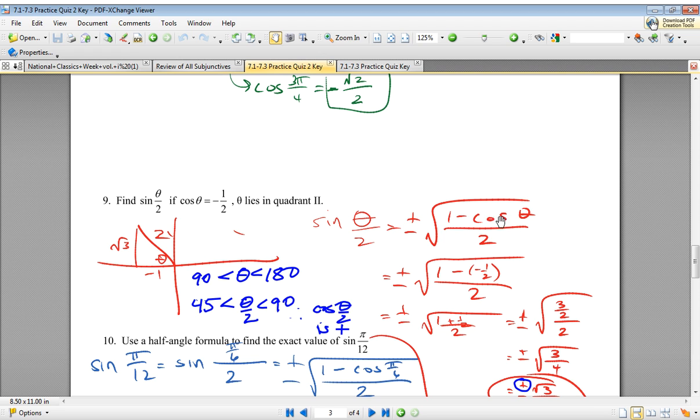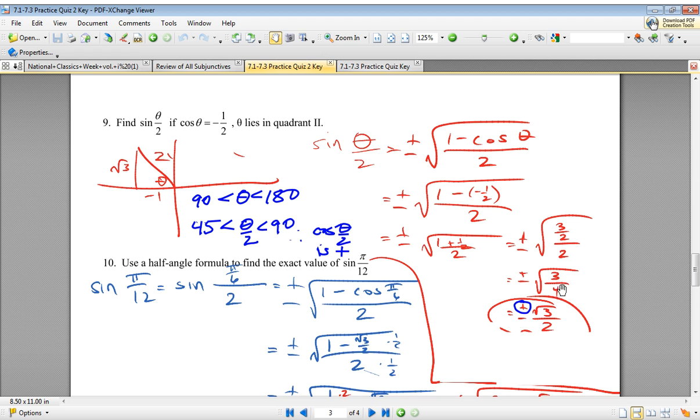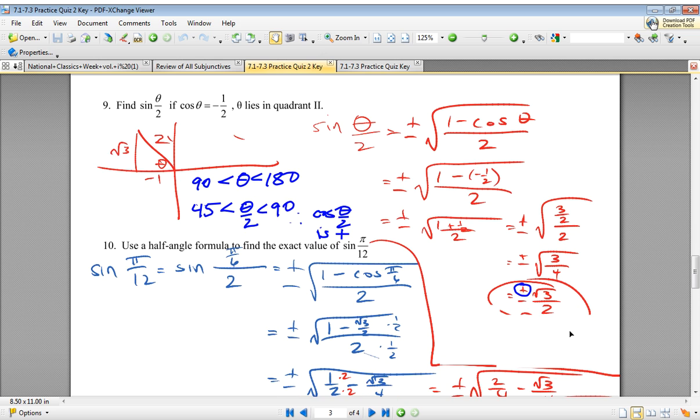So we have our formula, cosine of theta. Well, here's my theta. Cosine is adjacent over hypotenuse, so that's -1/2. Minus a negative is plus a positive. Add 1 and 1/2 together, you get 3/2. Multiply by the reciprocal of 2, so you're going to multiply by 1/2, and we'll get the square root of 3/4. You can take the square root of 4, that's 2. So we are going to end up with a positive radical 3 over 2.